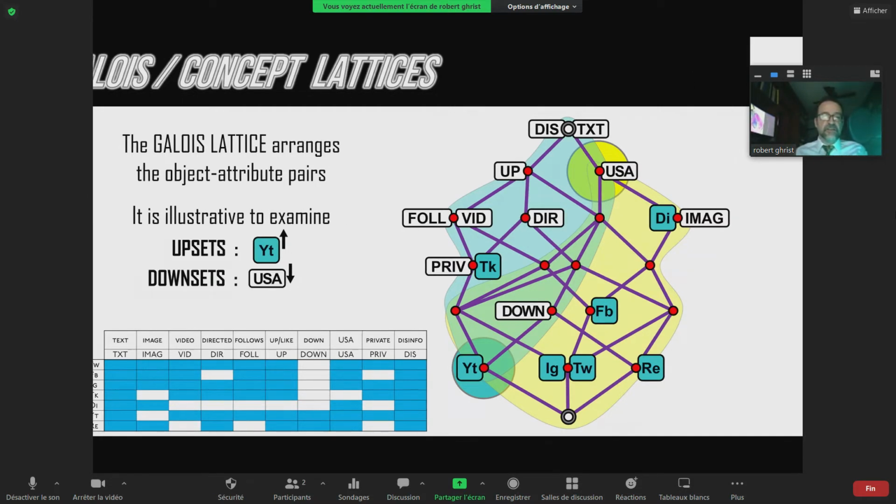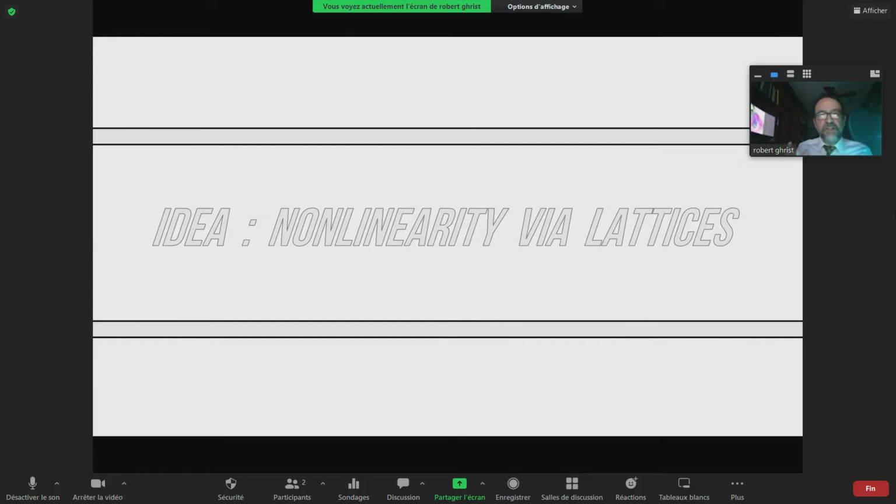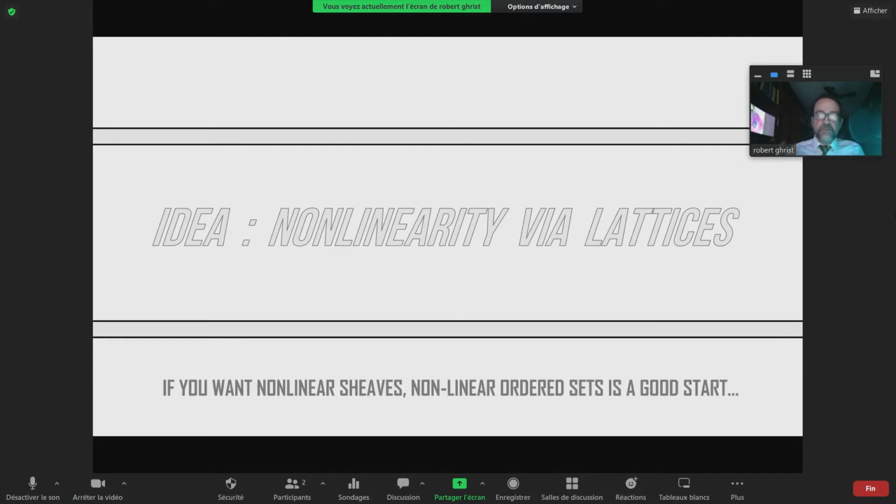The idea is lattices are really nonlinear structures. I'm going from a total ordering, a linear structure, to something that's very, very nonlinear. The problem with sheaves taking values in vector spaces is everything's got to be linear. I think that looking at sheaves of lattices is going to be a really good way to get at nonlinear information, nonlinear data.